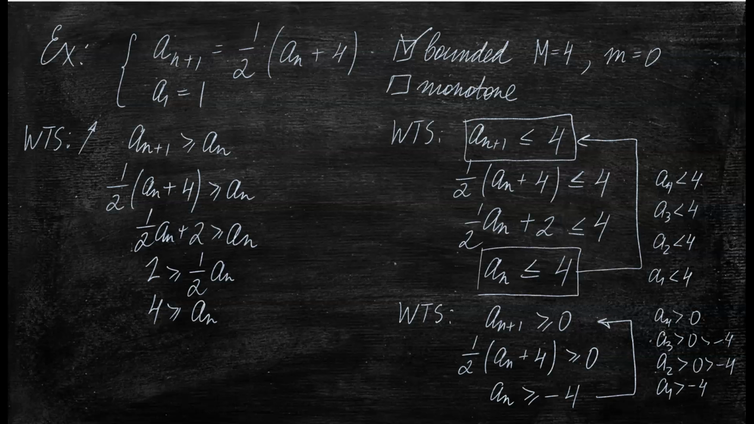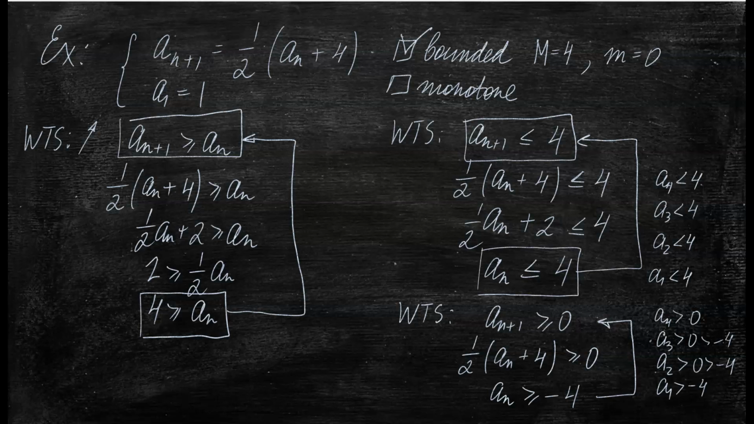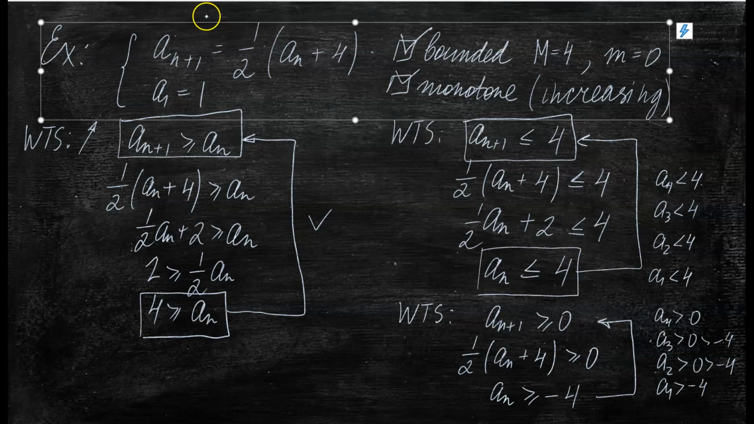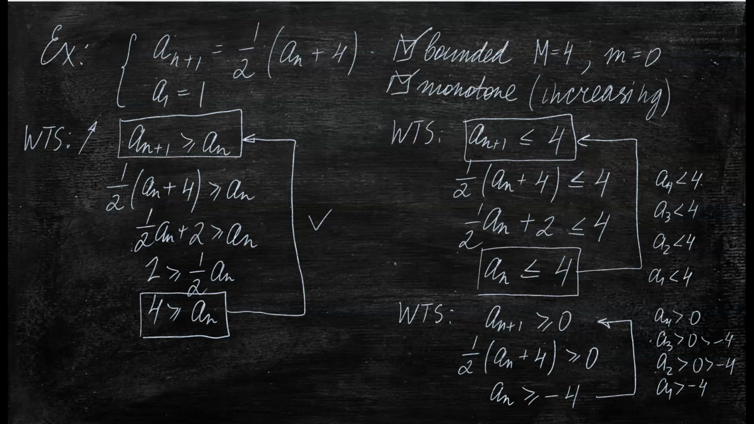Now, because it's bounded by 4 above, this is true for all successors of the terms that are less than 4. So this altogether creates a convincing argument that we have a monotone, but not just monotone, we actually showed that it's an increasing sequence. So because it's increasing and bounded, by the monotone convergence theorem, we conclude that it has a limit.